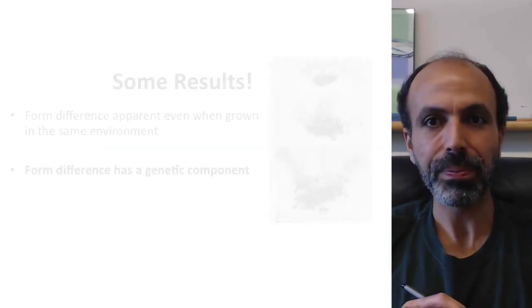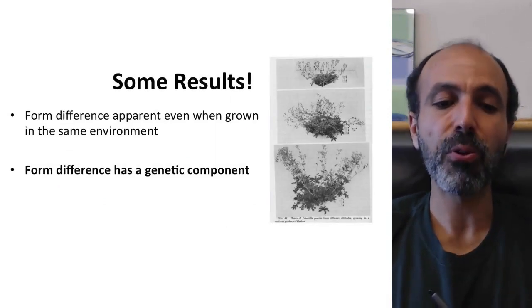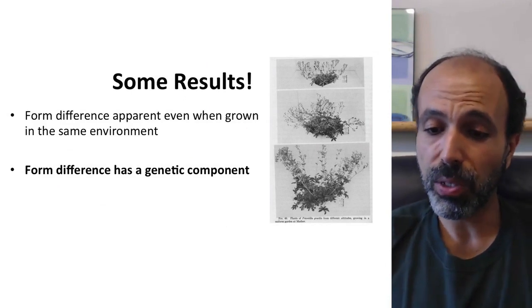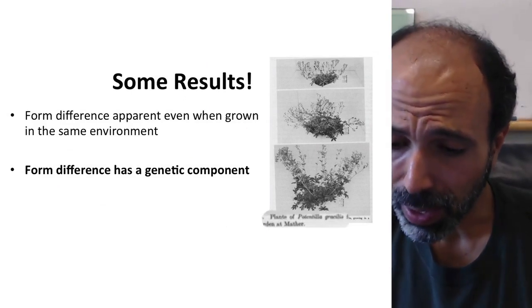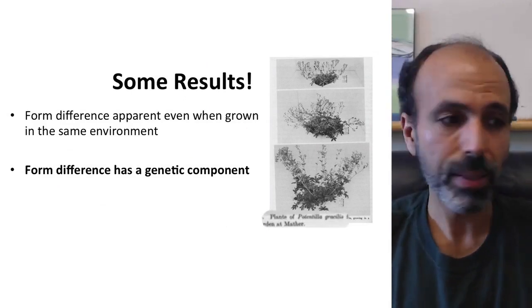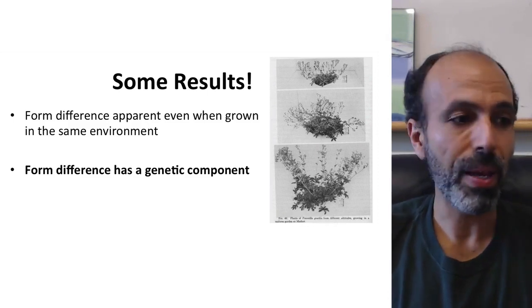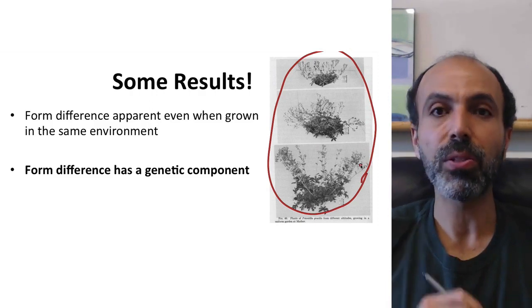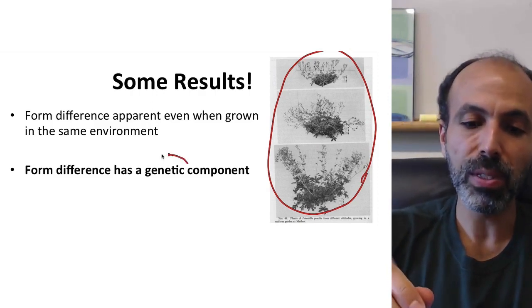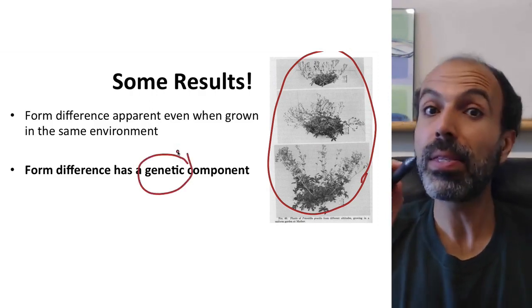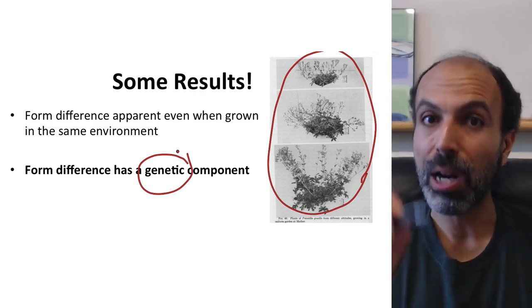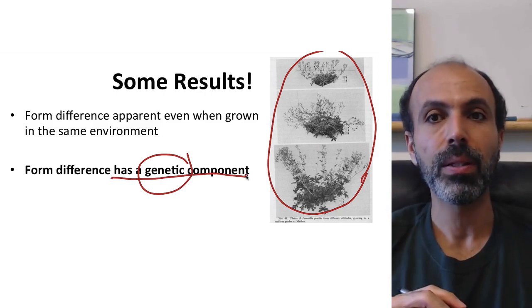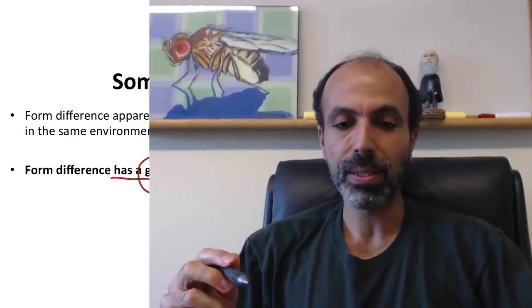Well, what did they see? In fact, they found there was a form difference apparent even when grown in the same environment. So these are ones from the species Potentilla gracilis, and grown in one spot in Mather. So this is that intermediate elevation spot. They found quite a big difference in form. And this suggests this form difference does have a genetic component. It does not prove there was no environmental component. It only proves there is a genetic component. Okay. Well, how do we do the other half of this?